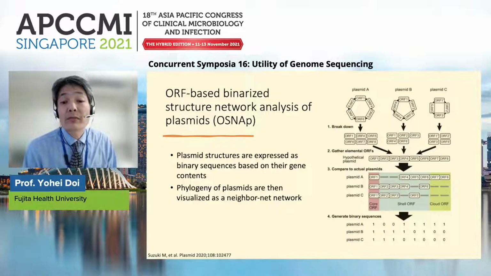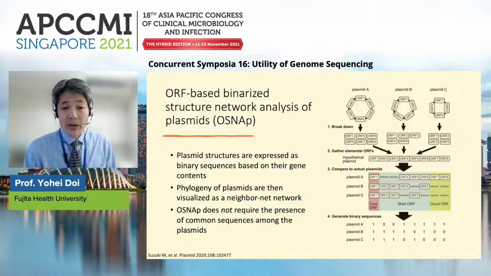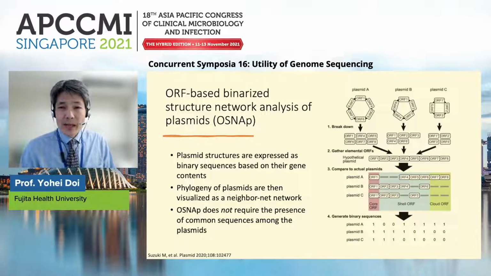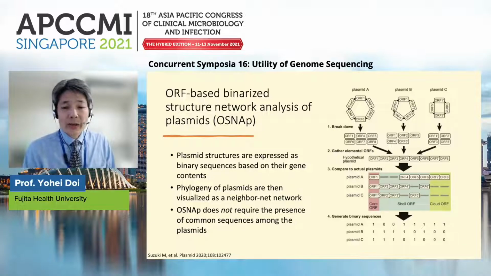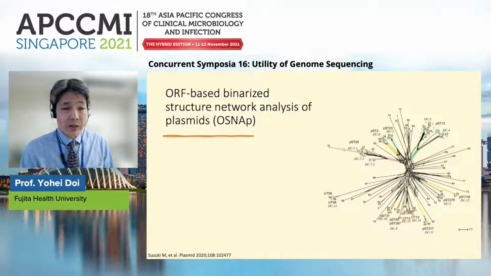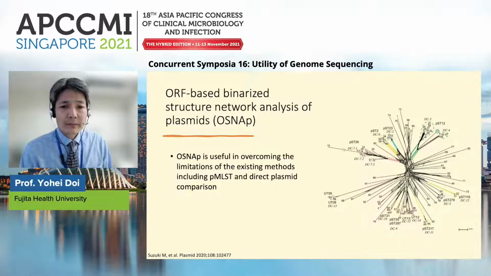And the phylogeny of plasmids is then visualized as a neighbor network. The advantage of this approach is that it's totally digitalized and does not require the presence of common sequences among the plasmids, or by extension, genomes. Here's an example of an output of a plasmid network. So this approach seems to be useful in overcoming the limitations of existing methods, including PMLST and the direct head-to-head plasmid comparison, which could be really labor intensive.